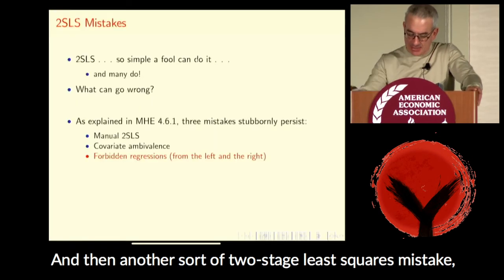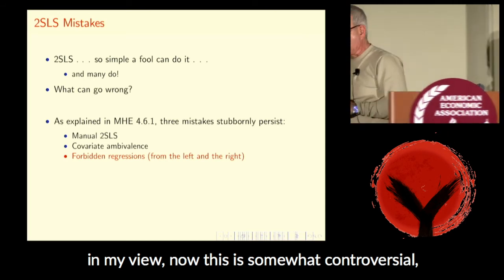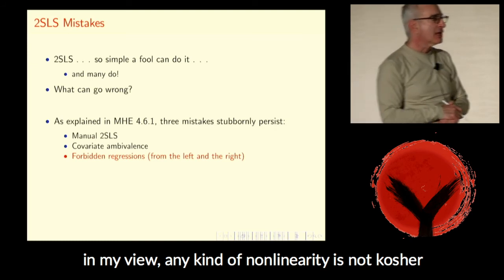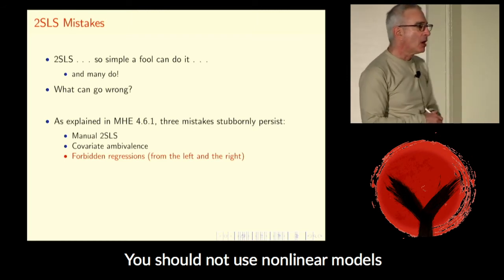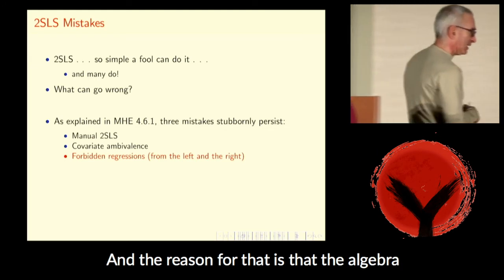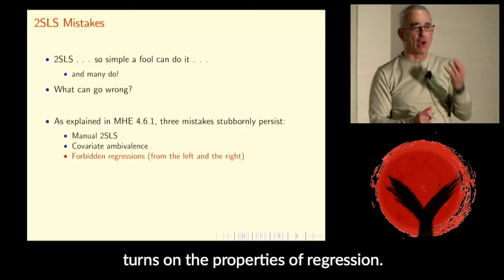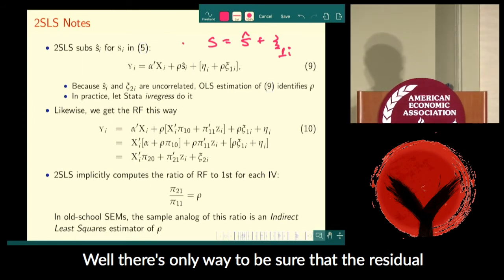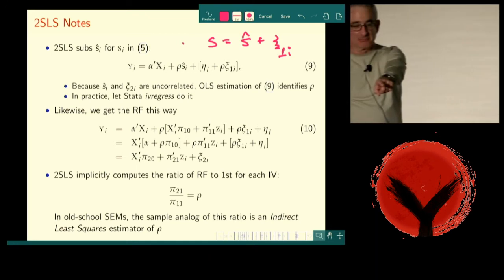Okay. And then another sort of two-stage least squares mistake, in my view, now this is somewhat controversial, in my view, any kind of nonlinearity is not kosher for two-stage least squares. You should not use nonlinear models, neither for the first nor the second stage. And the reason for that is that the algebra of two-stage least squares turns on the properties of regression. Well, there's only one way to be sure that the residual is uncorrelated with the fits. What's that called? Regression.